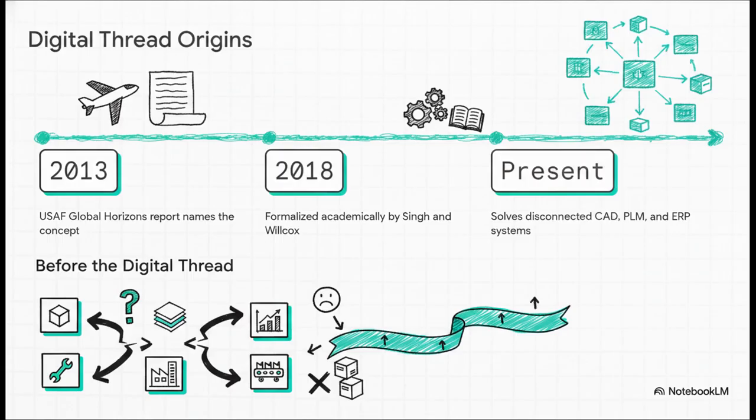See, before this thread, product data was trapped. You had completely disconnected systems. CAD for design, PLM for life cycles, ERP for resources. And this fragmentation forced incredible amounts of rework, mismatched bills of materials, and catastrophically expensive product recalls. The digital thread fixed all of that by connecting product life cycles into a single, unbroken, traceable flow.